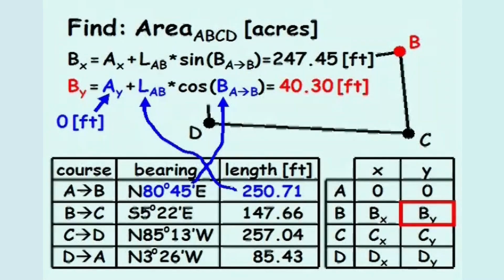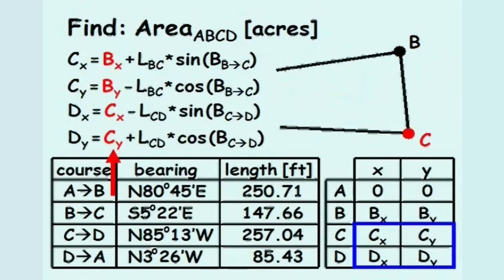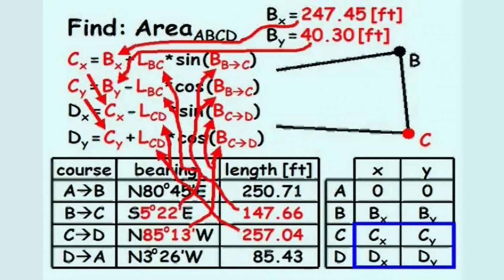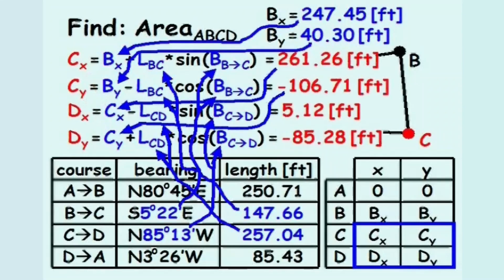The coordinates of points C and D are calculated the same way as coordinate B was. We'll plug in the x and y coordinate values from the previous point on the traverse, plus or minus the length between that point and the previous point, times the sine or cosine of the bearing of the course from the preceding point to that point. After plugging in the appropriate coordinate values, lengths, and bearings, the coordinates of points C and D are determined.